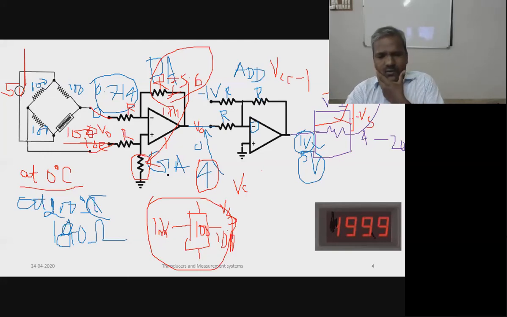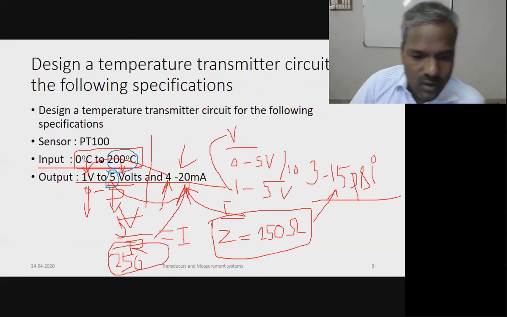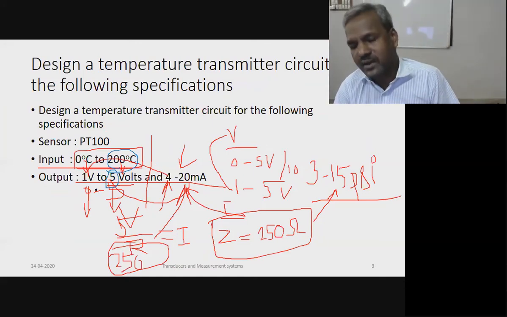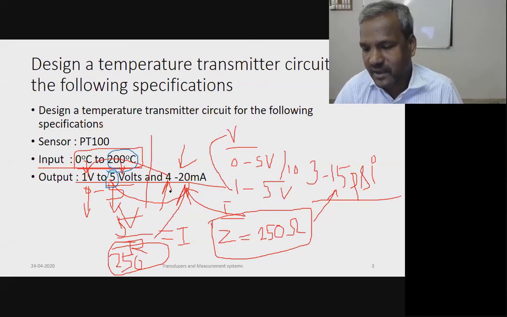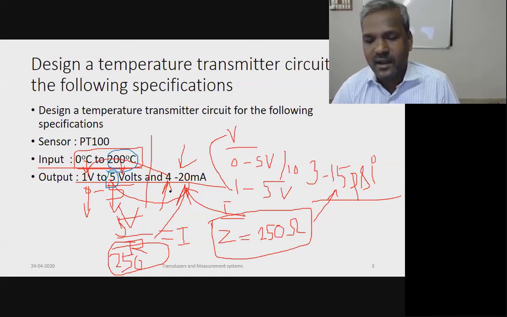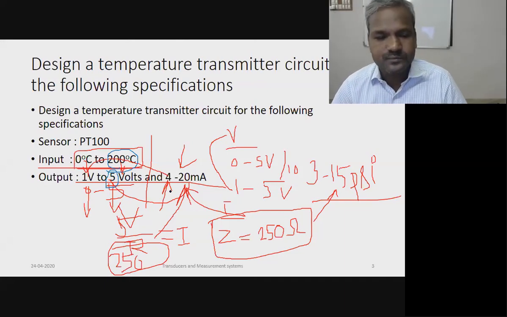You can ask me: instead of 0 to 5 volt, why, sir, are we using 1 volt to 5 volt as well as 4 to 20 milliampere? First, we discuss why industrial instrumentation standards use 1 to 5 volt. That is to differentiate live zero and sensor dead, to identify the difference between live zero and the sensor failure. I will tell you.